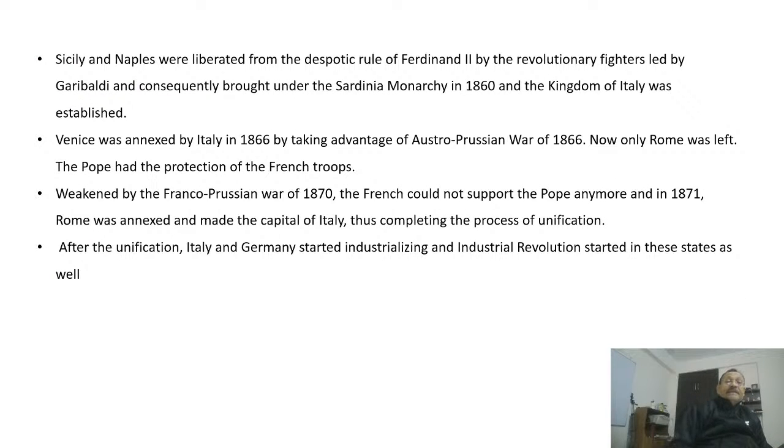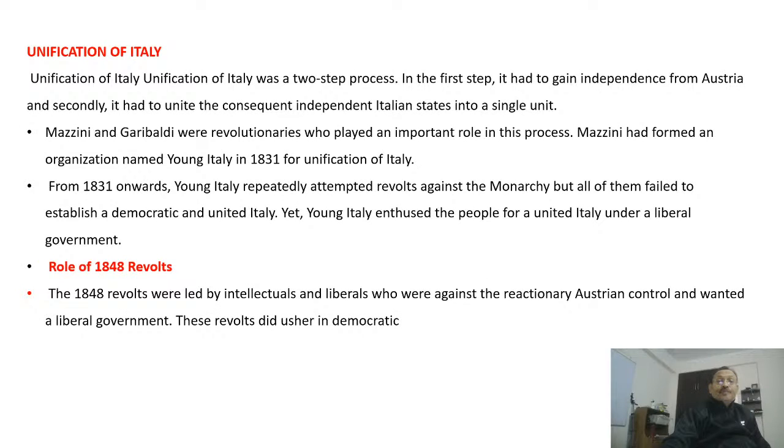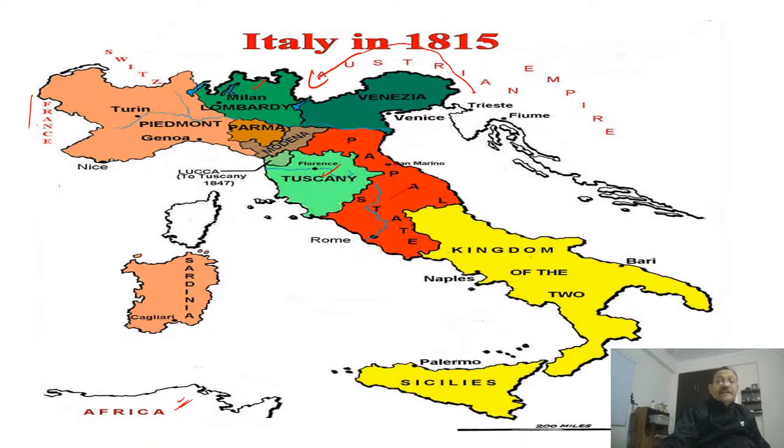Sicily and Naples, as I told you, were liberated from the despotic rule of Ferdinand II by the revolutionary fighters led by Garibaldi. Sicily and Naples are famous states. Which states are they? Sicily and Naples. What is important is that these two states were liberated first.